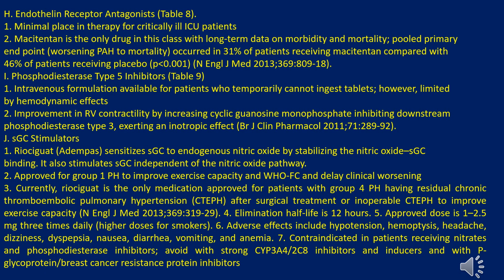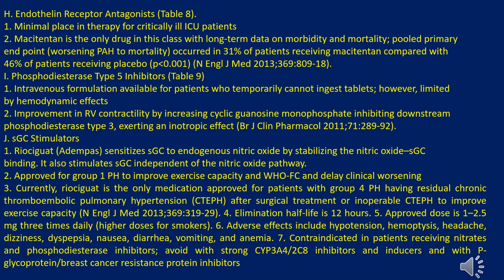H. Endothelin receptor antagonists are summarized in Table 8. 1. They have minimal place in therapy for critically ill ICU patients. 2. Macitentan is the only drug in this class with long-term data on morbidity and mortality. Pooled primary endpoint, worsening PAH to mortality, occurred in 31% of patients receiving macitentan compared with 46% of patients receiving placebo, with a p-value less than 0.001, published in NEJM in 2013.